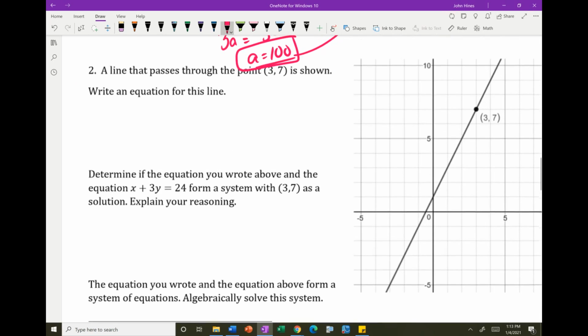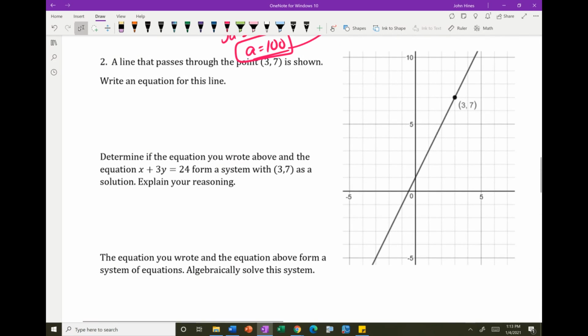We've got one more problem and we're done for the day, folks. A line passes through the point (3, 7) as shown. That is a true statement. Write the equation of this line. So I need to write the equation y equals mx plus b. Well, I know my b, my y-intercept, is 1.